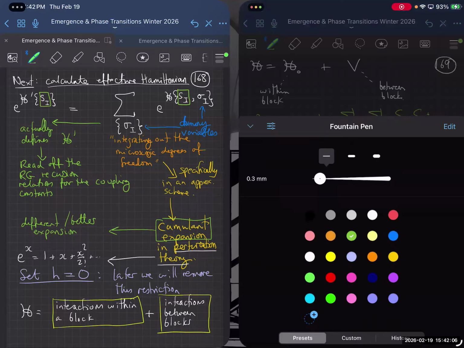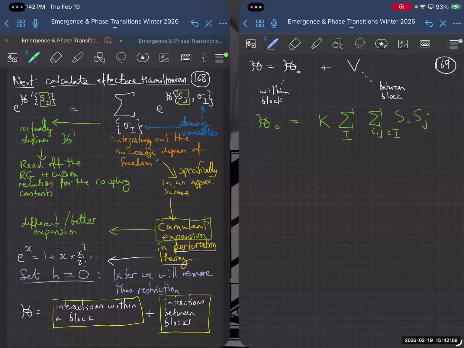Then the interactions between blocks, I'm going to write it down, and in a minute I'm going to draw you a picture and show you where this comes from. So the interactions between blocks looks like this. I've got the coupling constant, then I have the sum over block spins I and block spins j, but they are different block spins. Then I'm going to sum over little i in block spin I, little j in block spin j, and then Si, Sj.